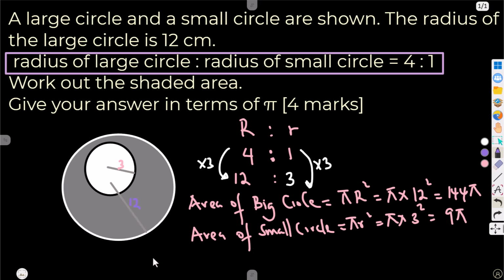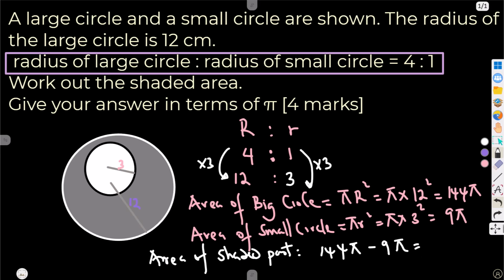All right, so if you have to work out the area of the shaded part, the area of the shaded part would definitely be 144 pi subtract 9 pi. And of course, that answer will be 135 pi. This is the area of this arch, that part. All right, thank you.